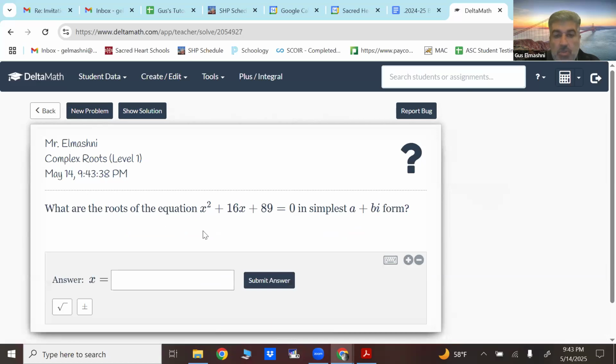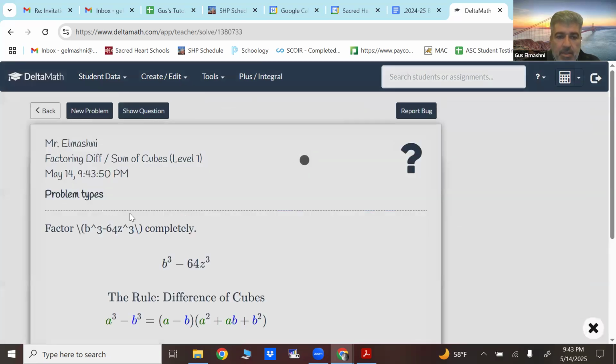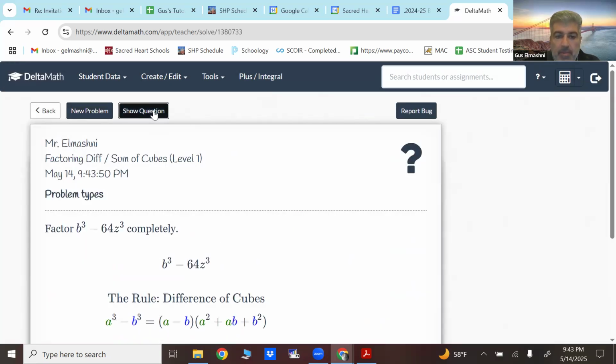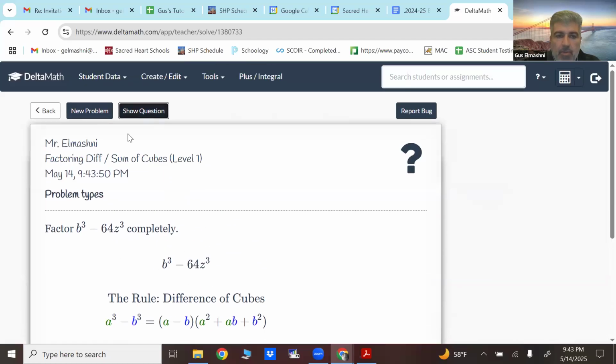Complex roots, that's just the quadratic formula, and stating it in a plus bi form. We kind of show the process here in reducing it. The difference of cubes, we talked about that already, how to factor that. And they show you like just comparing it to the formula. They might do a plot as well.